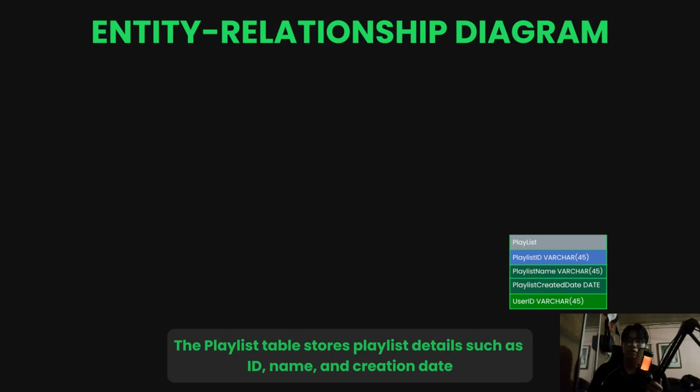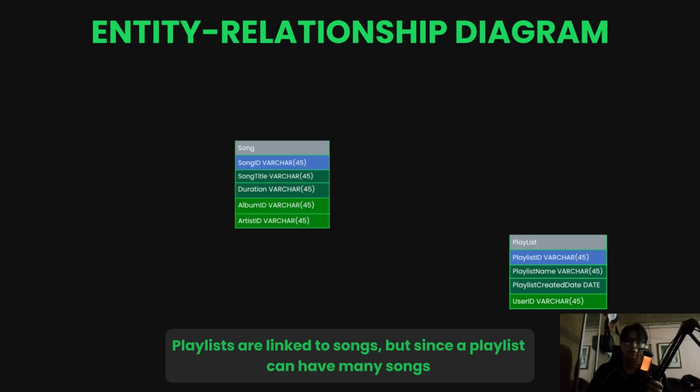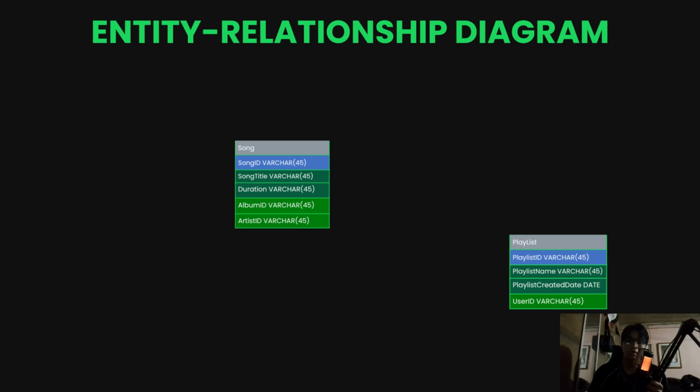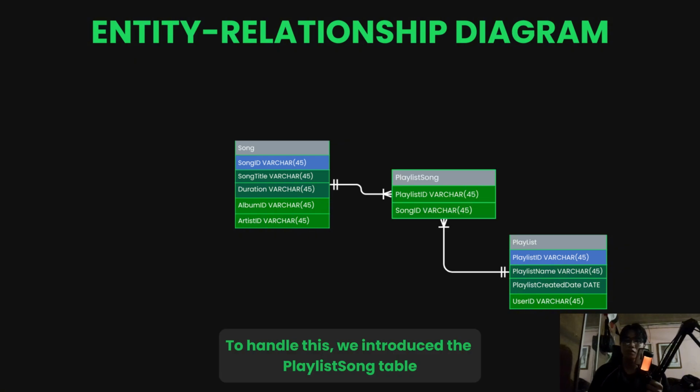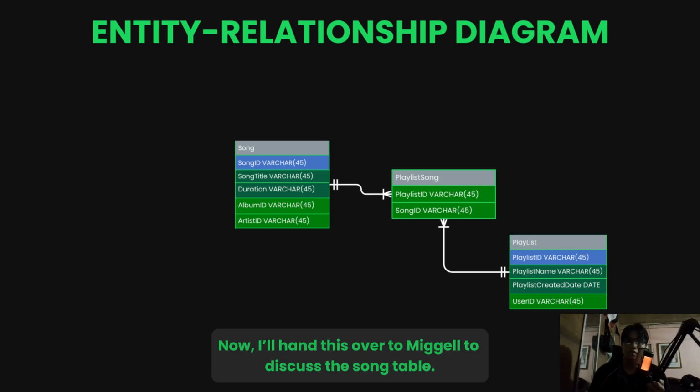The playlist table stores playlist details such as ID, name, and creation date. Each playlist is tied to a single user. Playlists are linked to songs, but since a playlist can have many songs and each song can appear in many playlists, this is a many-to-many relationship. To handle this, we introduce the playlist song table, which acts as a bridge between the playlist and song tables. Now, I'll hand this over to Miguel to discuss the song table.